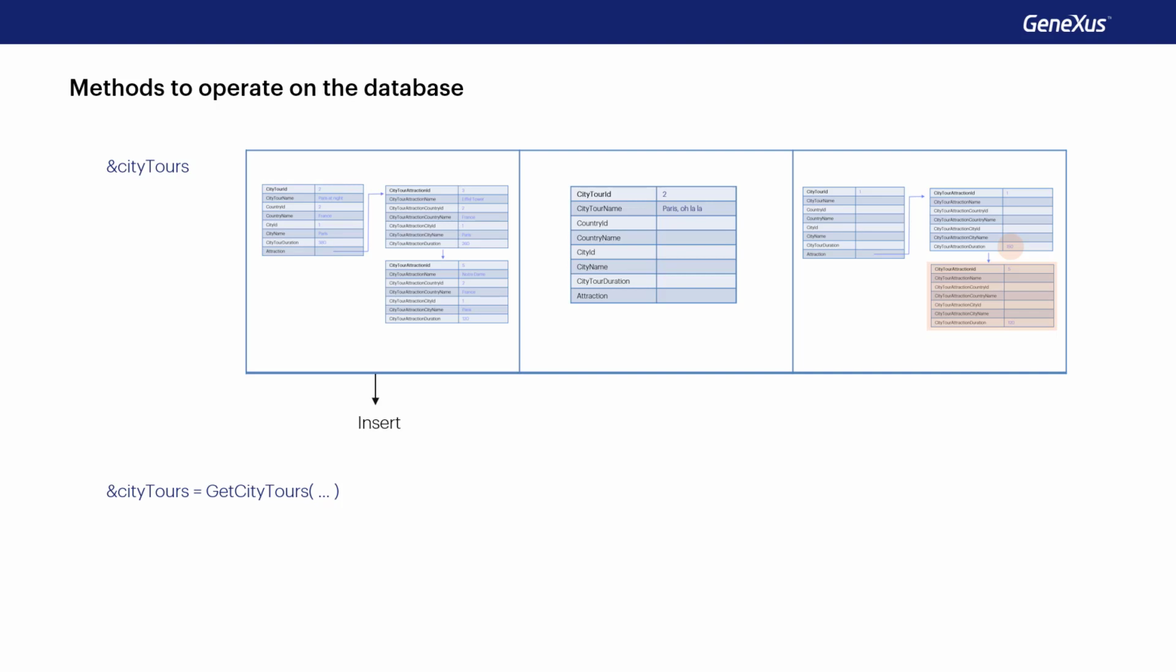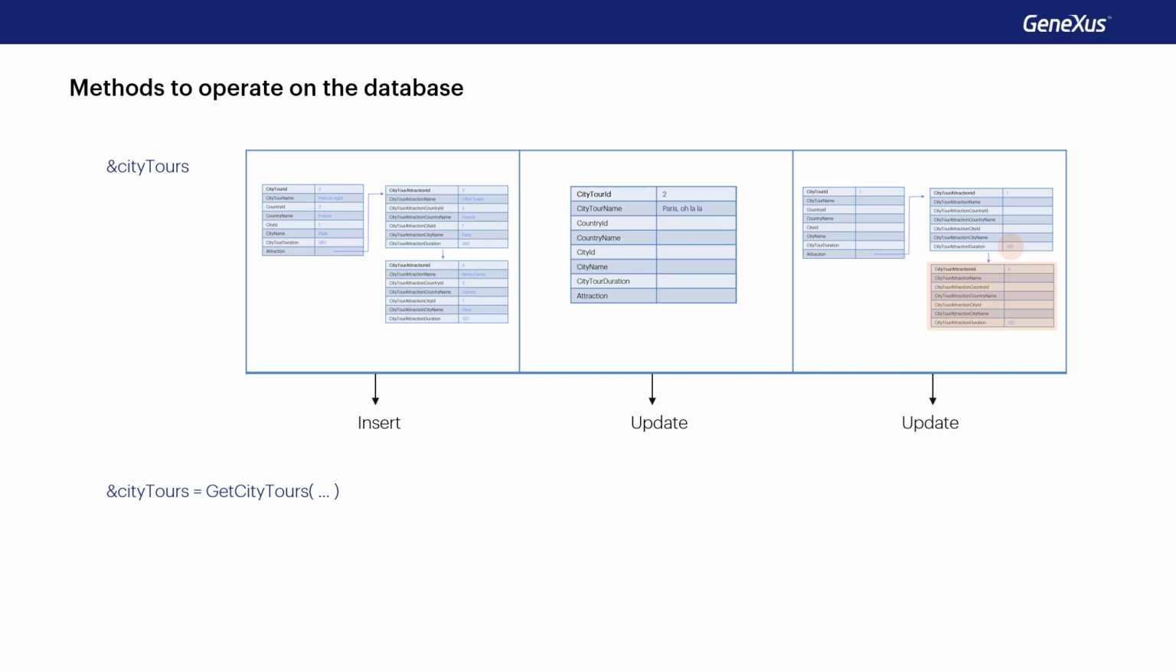It could be that the first item of the collection corresponds to information to be inserted, in this case, a header and its 2 lines. The second item is information to be changed, for example, only the city tour name of the header. And the last one is also information to be changed. In the example, one line is changed and another one is added.